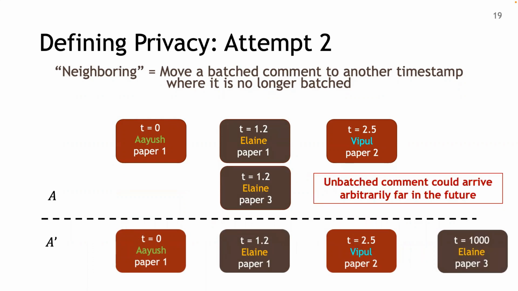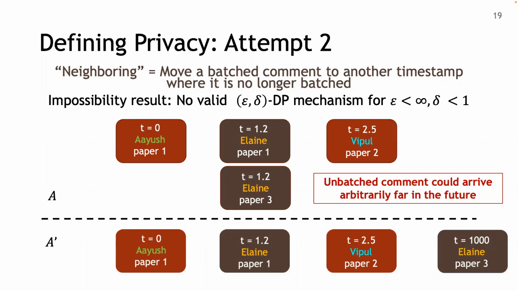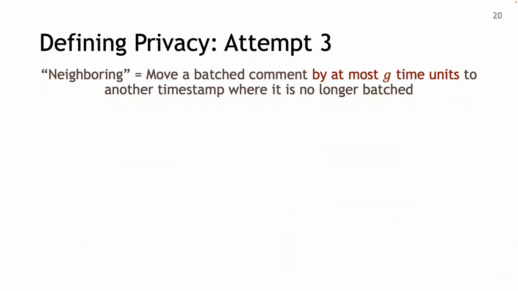The problem that we run into here is that the unbatched comment could arrive arbitrarily far in the future. So if we look at this specific instance, because we're only allowed to delay things, this comment has to be posted at some time after 1000, which means very high probability it needs to be posted after time 1000 on input A for those two distributions. For the outputs to look the same, we can just take T arbitrarily far in the future based on this definition. It would say we can never actually post that comment that arrives at time 1.2 on paper 3 in input A. So again, we have this result that you can't design any valid differentially private mechanism for this.